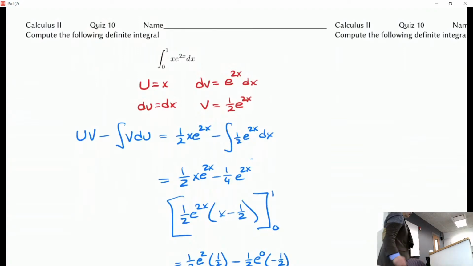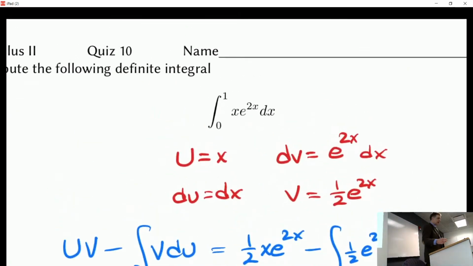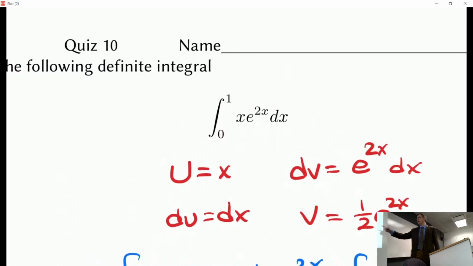Okay, let me show you what I did, and hopefully you did something similar. Even if you were not successful in finishing this thing, hopefully at least you were able to break it up into the integration by parts here. So u equals x, dv equals this stuff, du is easy enough. V is a little bit more challenging because you might either remember that the antiderivative of 2x is 1/2 e to the 2x, or you could use substitution.